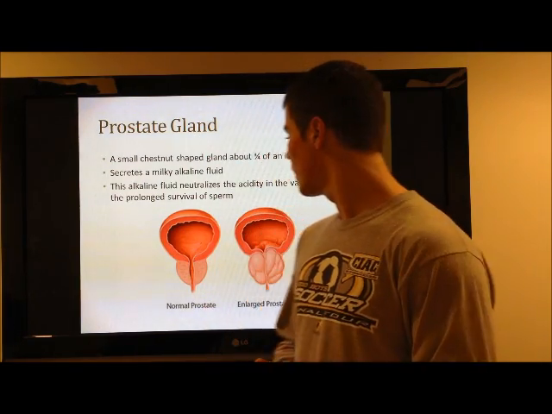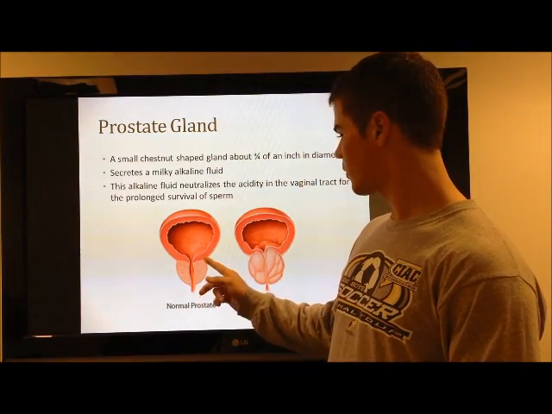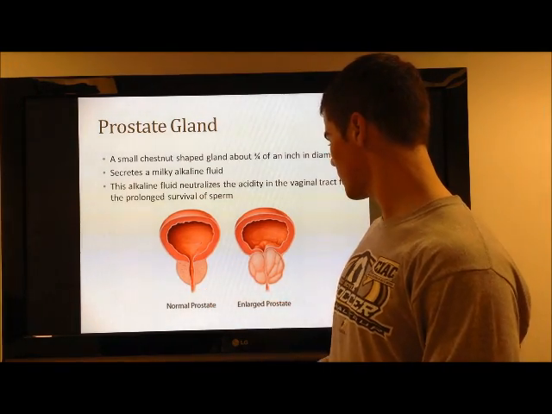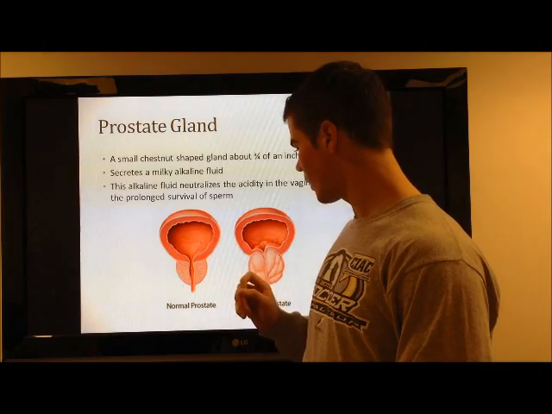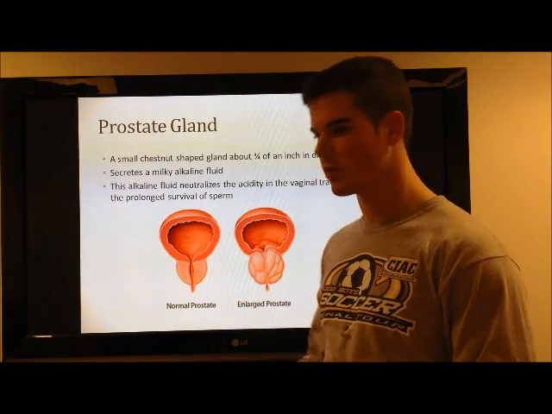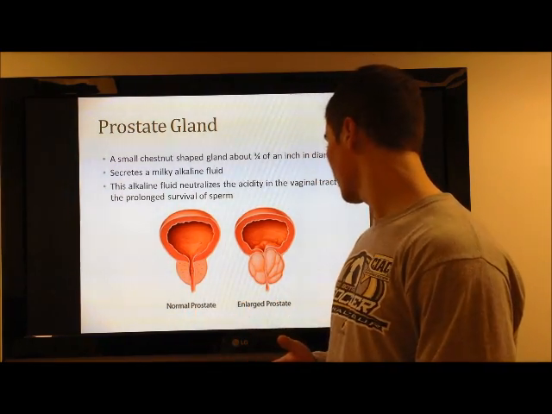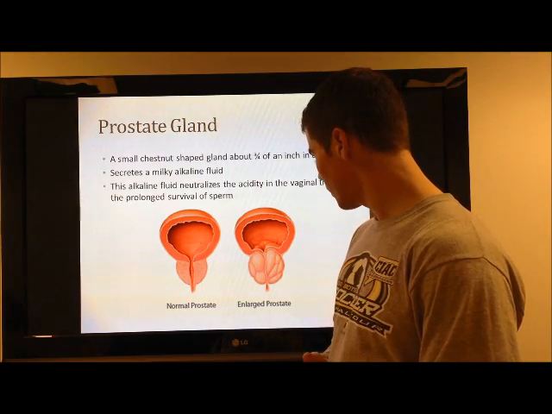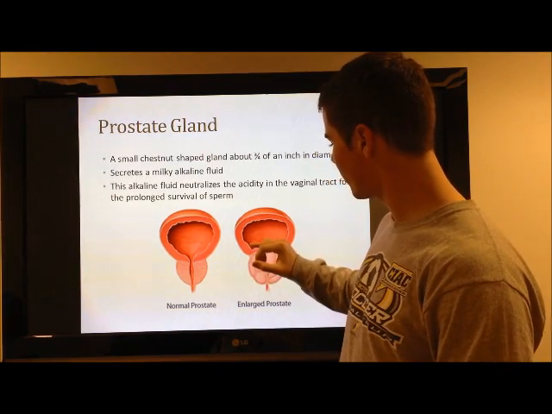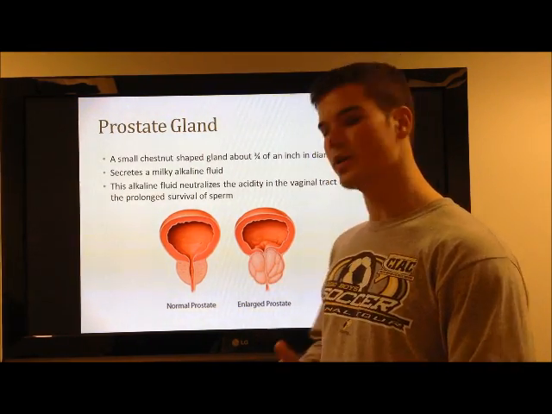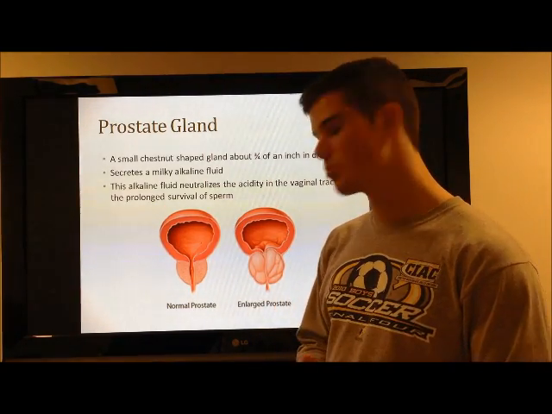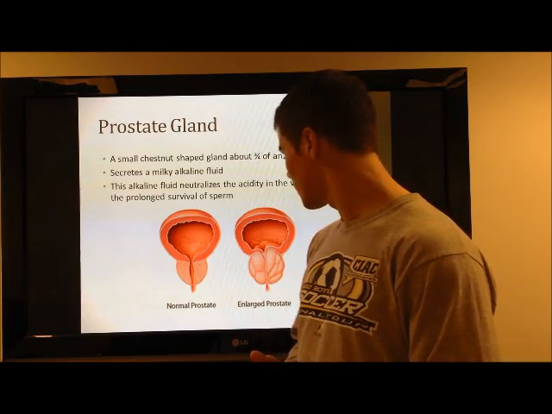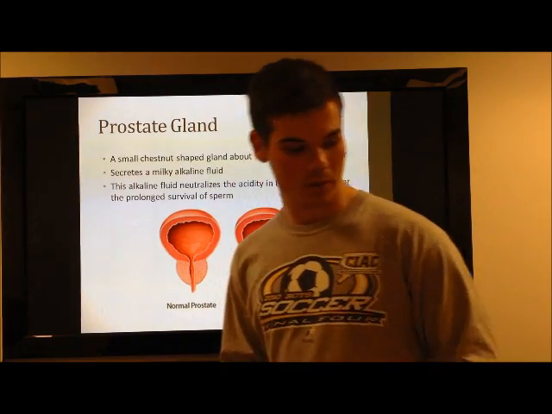can meet the egg. And as you see here, this is a picture of a normal prostate, and this is a picture of an enlarged prostate. If you've ever seen commercials for people with an enlarged prostate or going problems, you can see that it pushes up on the bladder here, which is the reason that people often have to urinate so much when they have an enlarged prostate, which is inconvenient and a lifestyle problem for these people, unfortunately.